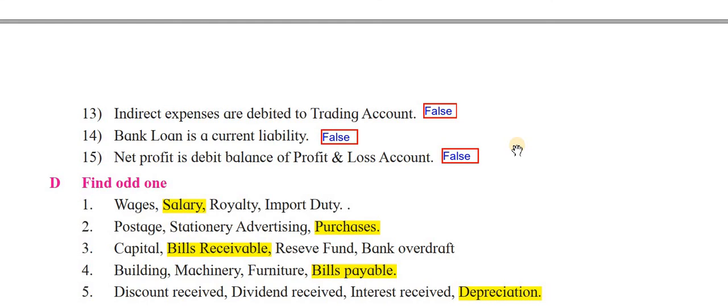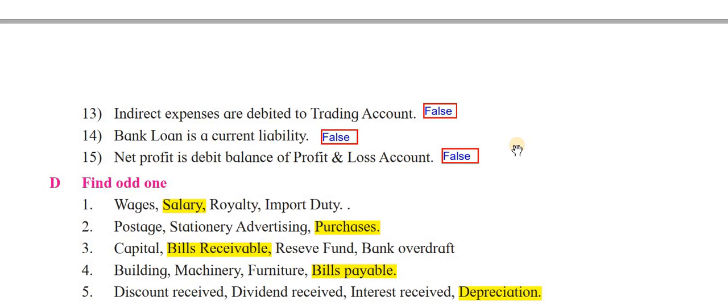First, I'm to say question number 1D जो है वो है find odd one. First one, wages, salary, royalty, import duty. Students, if you can see, wages, royalty, import duty are all of the trading account. Salary आपका जो है वो profit and loss account में आता है. So that's why the odd one here is salary for sure.